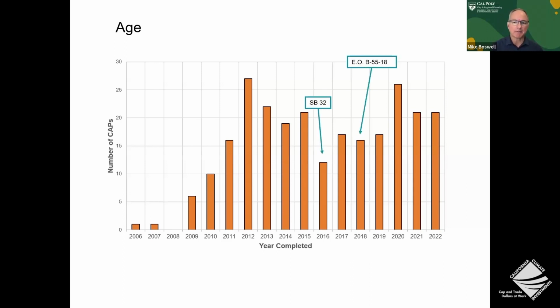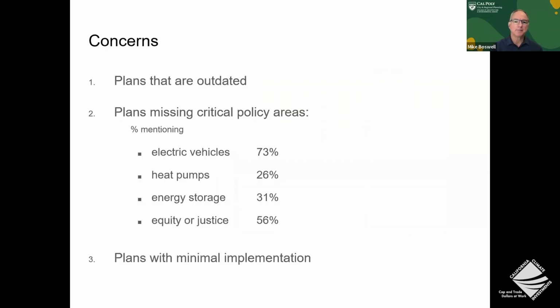There is some concern about the overall age of climate action plans in California. There's been a number of key activities. I'm just showing here a couple: SB 32 legislation and an executive order that established our initial climate neutrality target. And you can see that most plans in California are predating these and other key pieces of recent legislation.